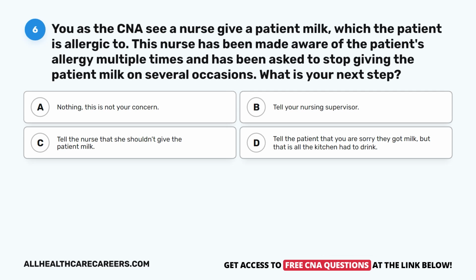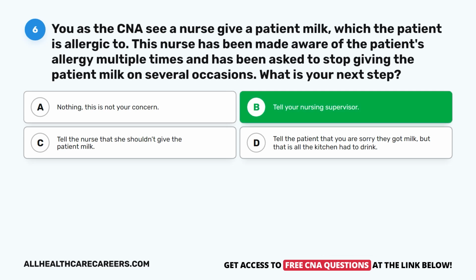Question 6. You, as the CNA, see a nurse give a patient milk, which the patient is allergic to. This nurse has been made aware of the patient's allergy multiple times and has been asked to stop giving the patient milk on several occasions. What is your next step? A. Nothing. This is not your concern. B. Tell your nursing supervisor. C. Tell the nurse that she shouldn't give the patient milk. D. Tell the patient that you are sorry they got milk, but that is all the kitchen had to drink.